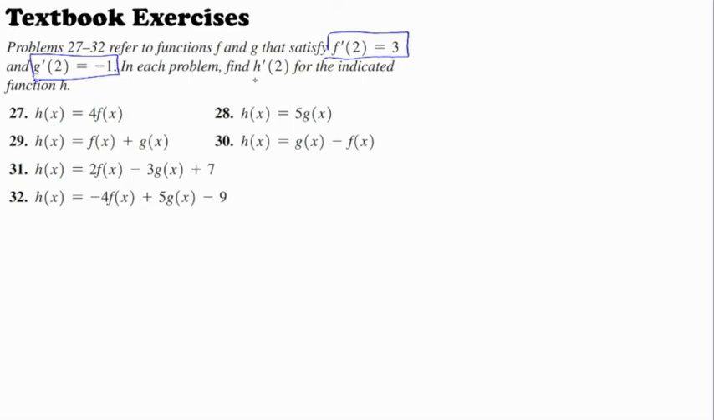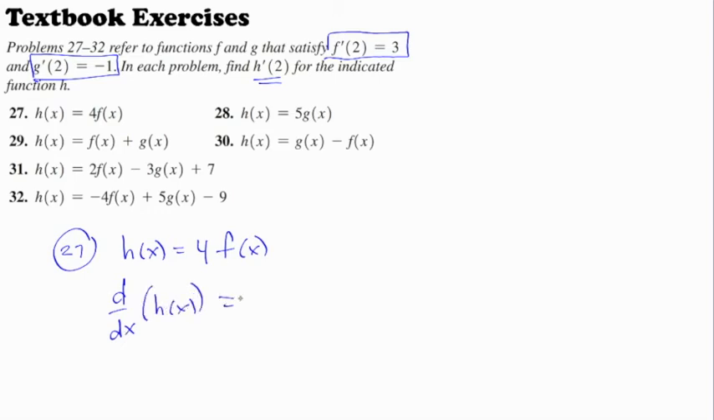And in each problem, we are asked to find h prime of 2 for the indicated function. So if we look at number 27, they're telling us that h of x is equal to 4 times f of x. And if we take the derivative of h of x, anything you do to one side of an equation, you have to do the same thing to the other side of an equation. That's familiar to us from algebra.